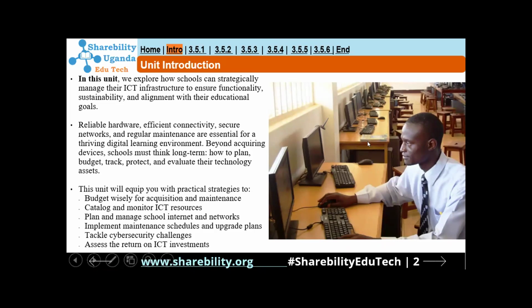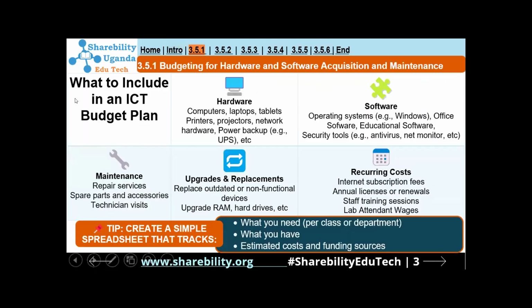So I'm talking to head teachers today. What do you include in an ICT budget plan? Some of the things that you include in an ICT budget plan. One, the hardware. So as you do a plan, I know most schools, you do a plan with your PTA, with whatever, you do a plan for the school as to how much tuition you are going to receive in terms of fees, and then what are you going to buy?